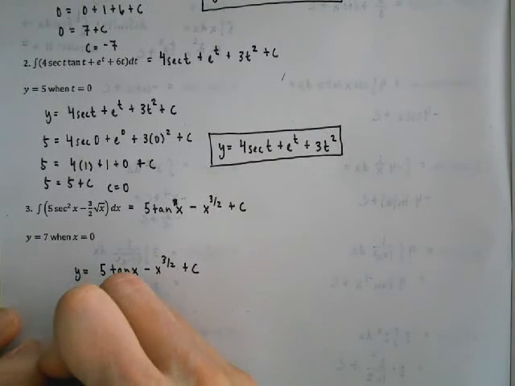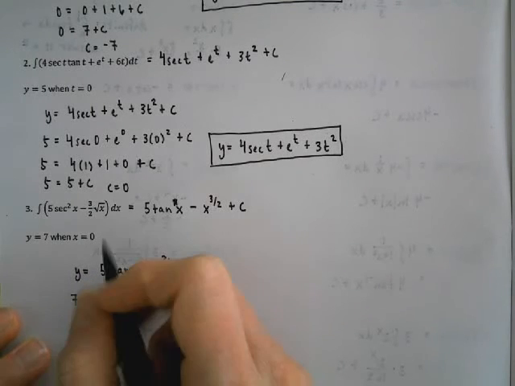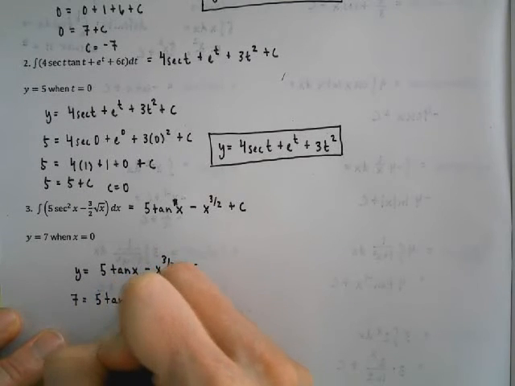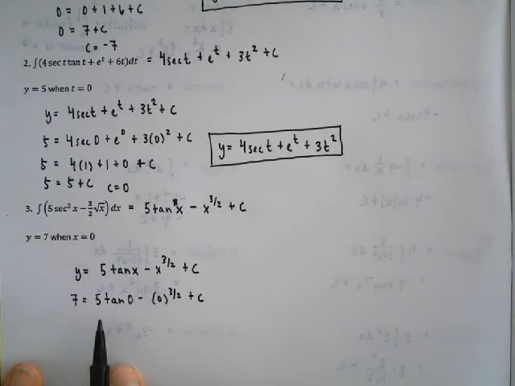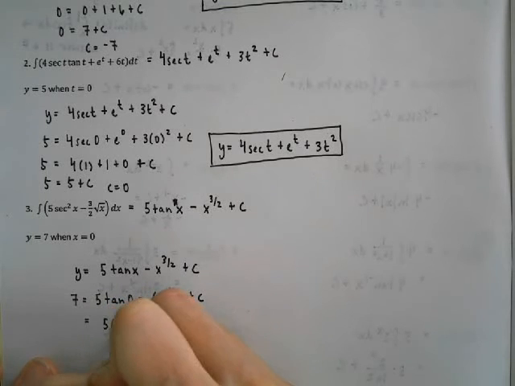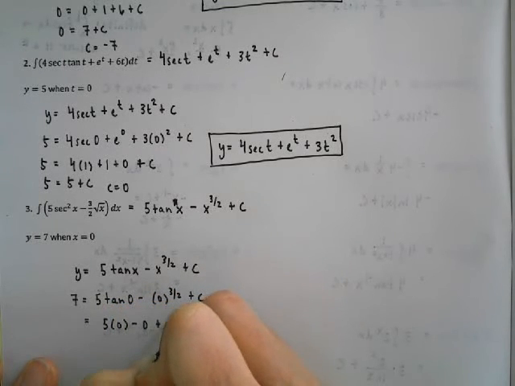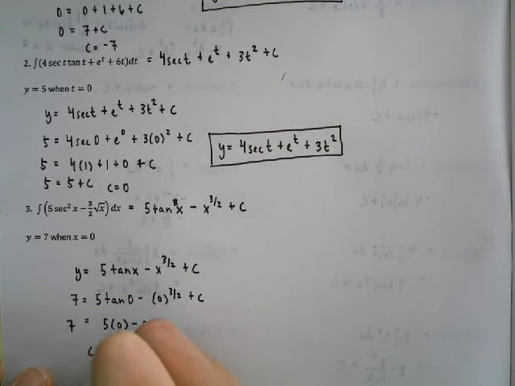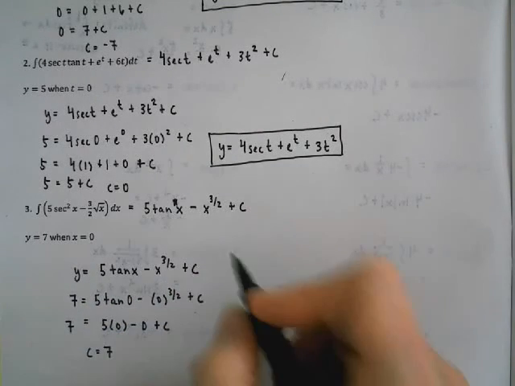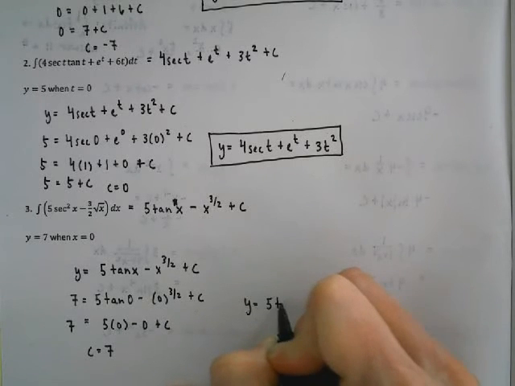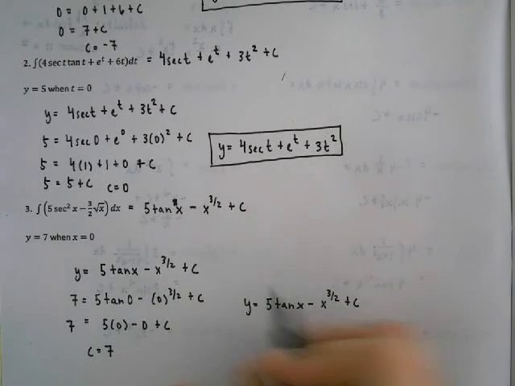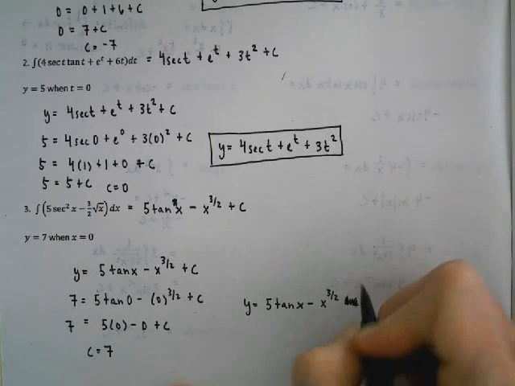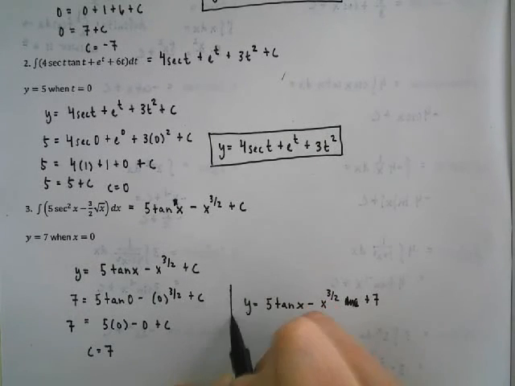I'm going to substitute the values from my initial condition. So y equals 7 when x is 0: 5 times tangent of 0 minus 0 to the 3/2 plus c. Tangent is sine over cosine. We know sine of 0 is 0. So this tangent of 0 is just going to be 0 minus 0 plus c. So we get c is equal to 7. So my solution is going to be y equals 5 times the tangent of x minus x to the 3/2 plus, sorry guys, not plus c, plus 7.